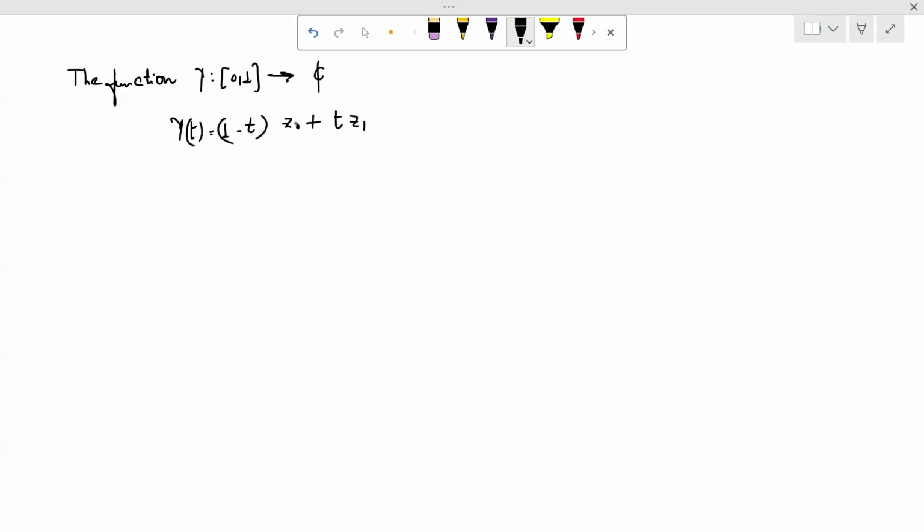Now clearly see, t lies from where to where? t lies from 0 to 1. So it implies that gamma(t) would lie between what? z0 to z1. Is that clear? So as I vary this t, I will vary from point z0 to z1. So it really represents what? It represents a line segment joining the endpoints z0 and z1.